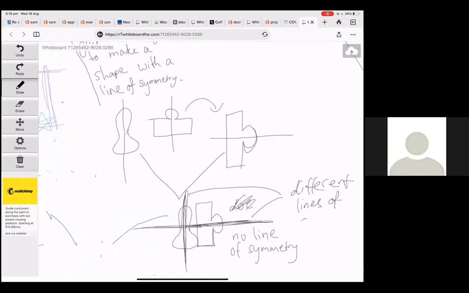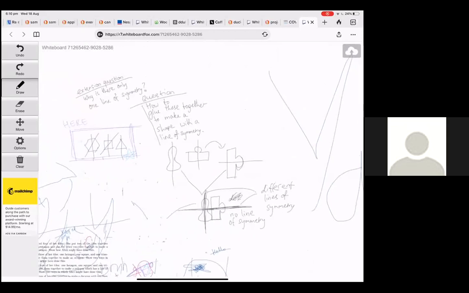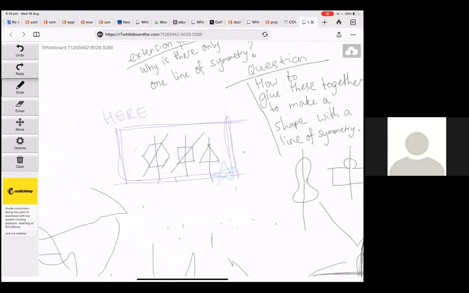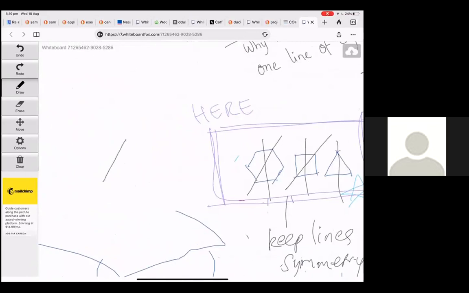So does that give you any ideas? You can't have different lines of symmetry when you glue them together. You need to keep the lines of symmetry the same. So if the triangle only has one line, okay, let's start with the triangle, because you wanted to start with the triangle and it only has one over here. Yeah, that's right.